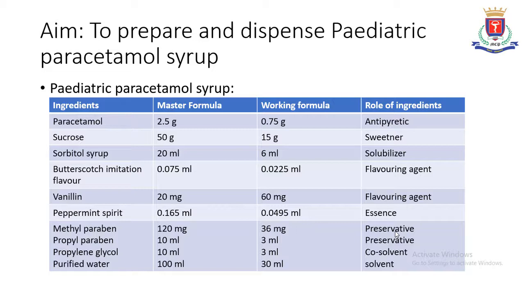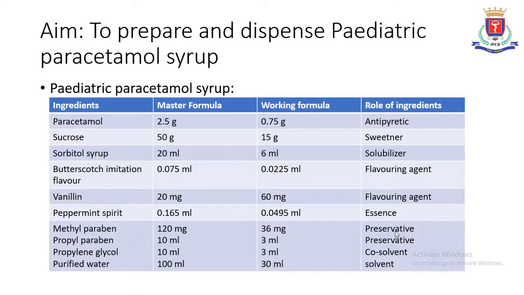So next is sucrose. Now sucrose here is used as a sweetening agent. Then next is your sorbitol syrup. Sorbitol is actually a sweetening agent only, but it is alcohol in nature. So therefore it shows the property of both, that is a solubilizing agent and in addition to that also a sweetening agent. Next is your butterscotch imitation flavor.